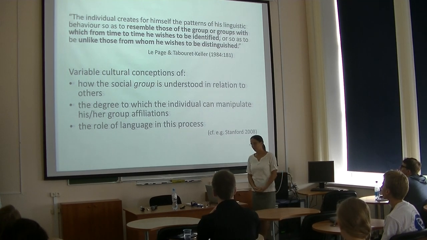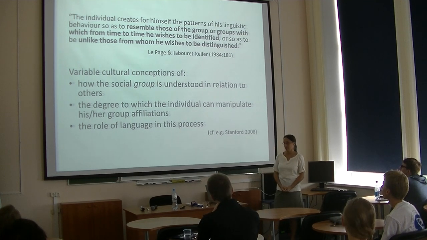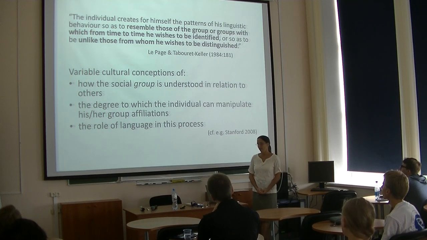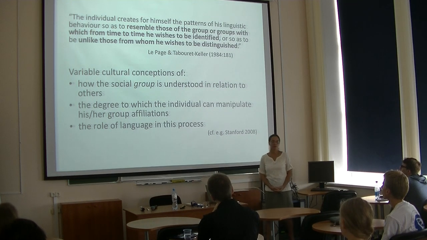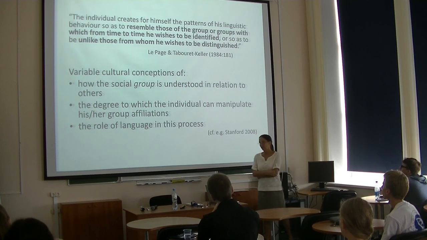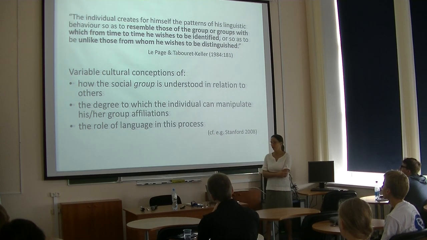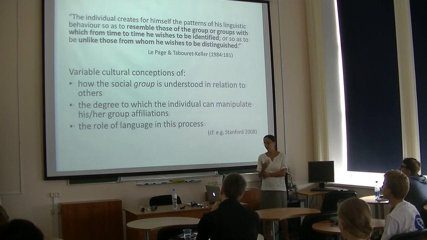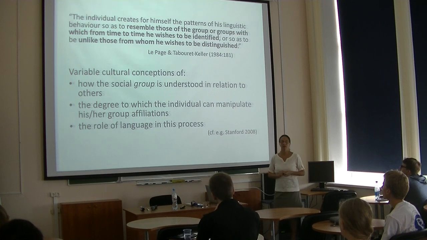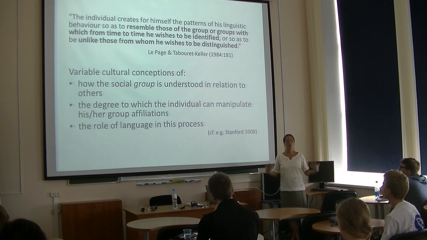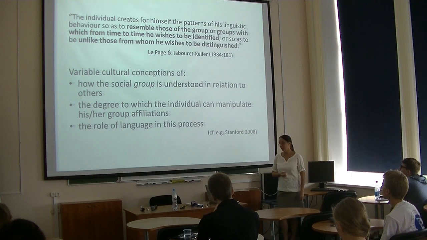So Le Page and Tabouret-Keller, of course, have a very classic book about the perceptions of identity and how those relate to linguistic choices. And they point out that individuals will shape their linguistic behavior with respect to social groups that they wish to be identified with. And their main point is that this can be a very flexible negotiation, but I think that's a point that is relevant to different situations. Different social and cultural contexts may allow more or less flexibility in that regard.